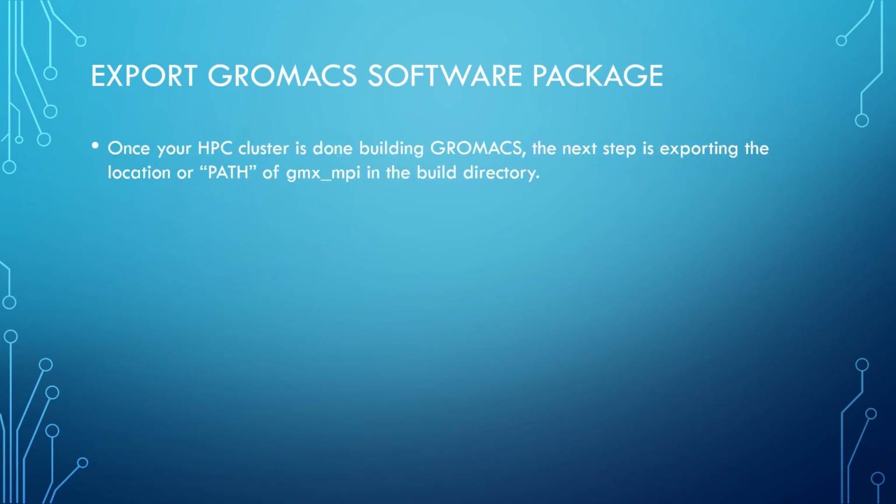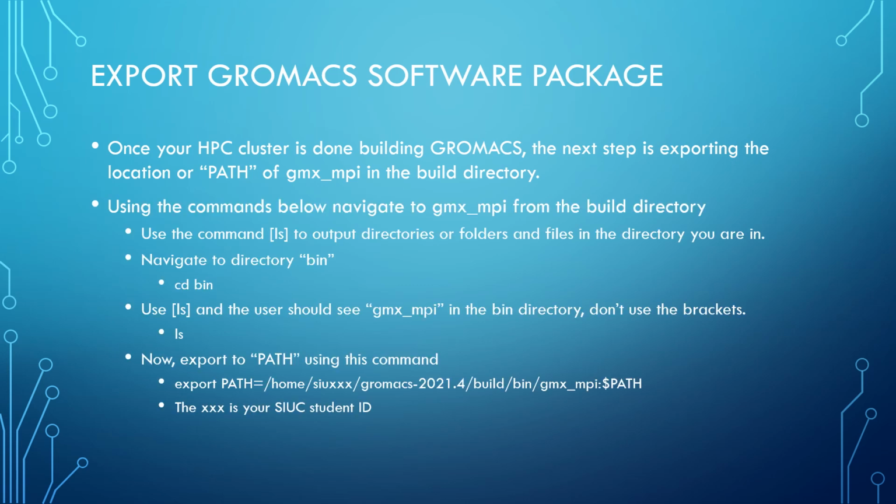Now, once your HPC cluster is done building GROMACS, the next step is exporting the location or path of GMX MPI in the build directory. Using the commands below, navigate to GMX MPI from the build directory. You can use ls to output the directories or folders and files in the directory you are in. Navigate to the directory bin using cd bin.